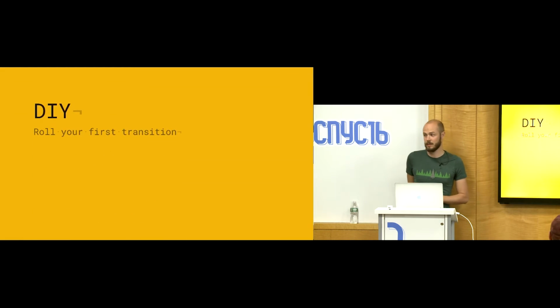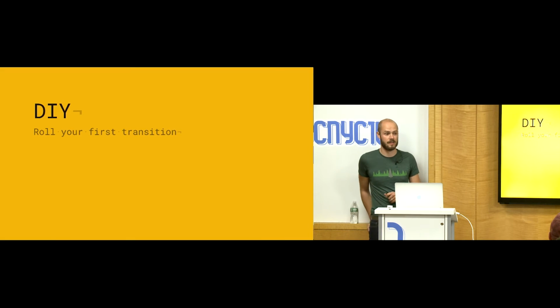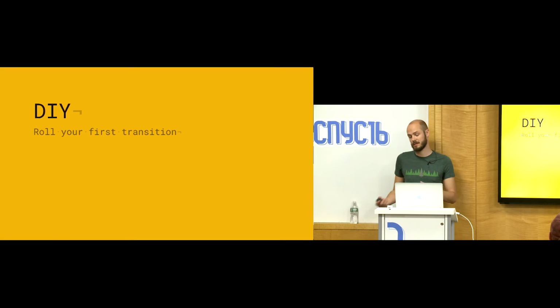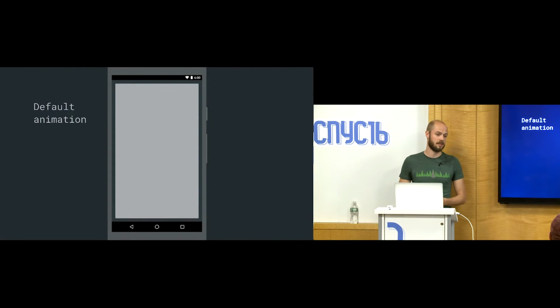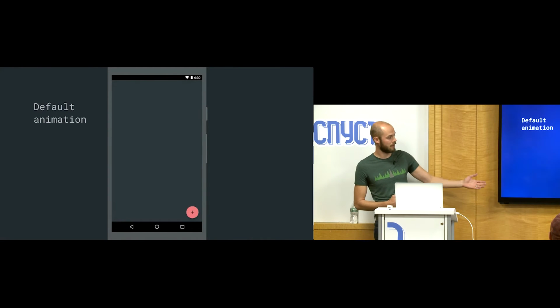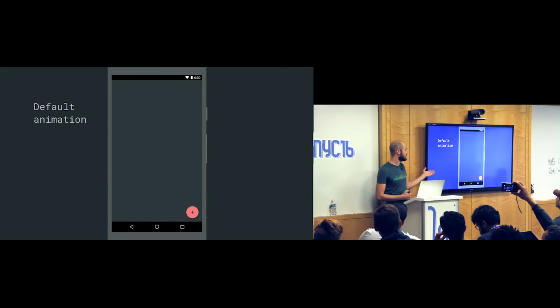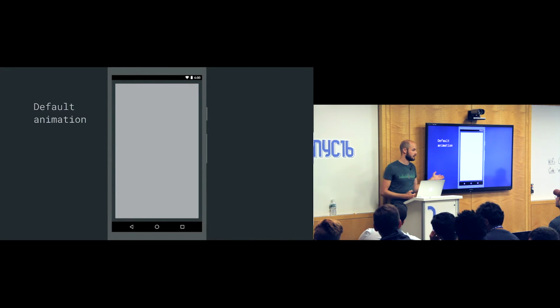So let's take a look at how we actually can create our own transition, not just use the framework to apply transitions that are already there, but make one ourselves. Let's take a look first at the default animation that the system gives us for that. We have a fab in the one activity, and in the other activity, we've got the card view.